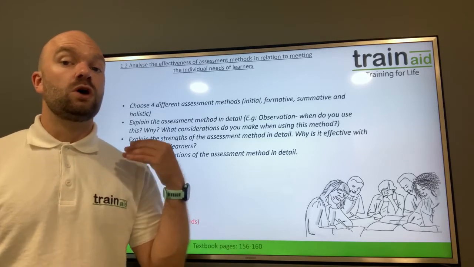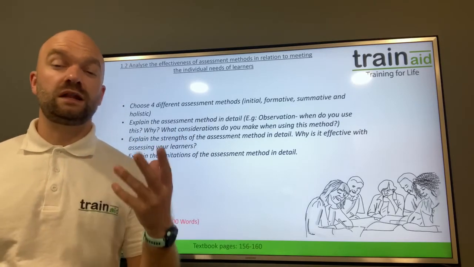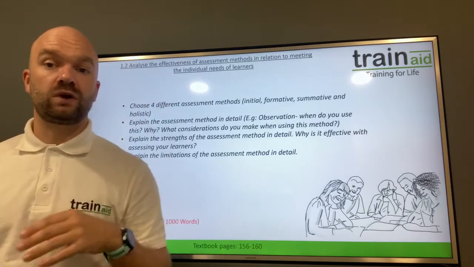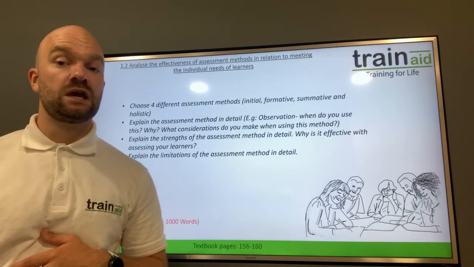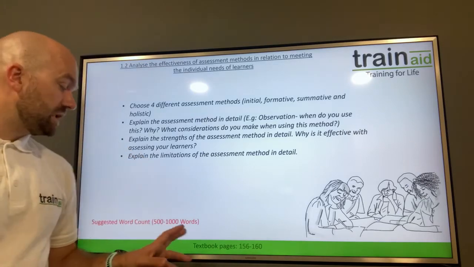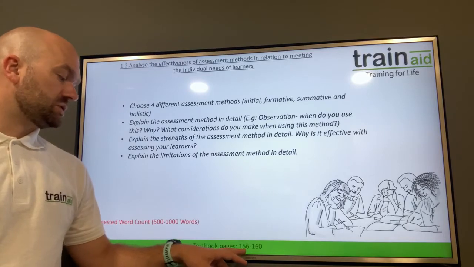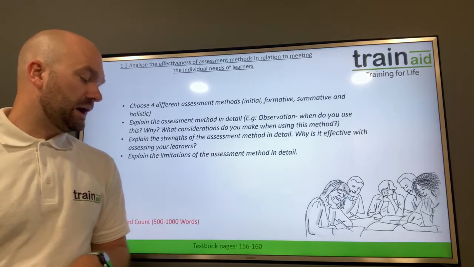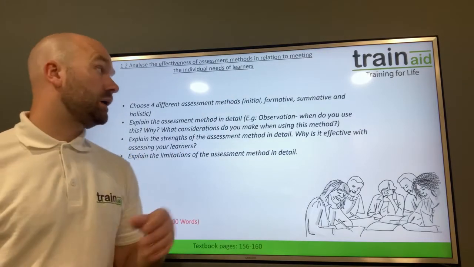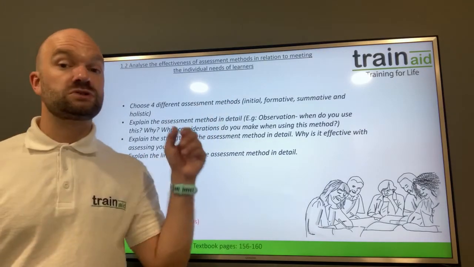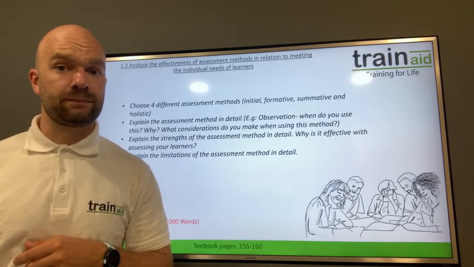So we're going into more detail from our first answer, and we are really focusing on a minimum of 4 here, looking at the strengths and the limitations. So this is going to be a minimum of 500 to 1,000 words. Please have a look at pages 156 to 160 there as well. You can of course create perhaps a table with the different methods that you use, and also reflecting on the strengths and limitations there.